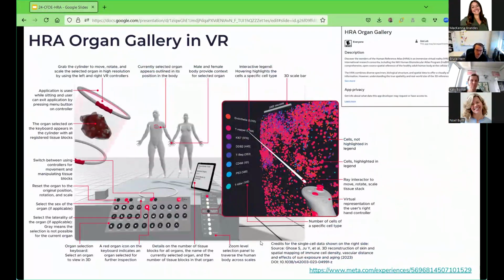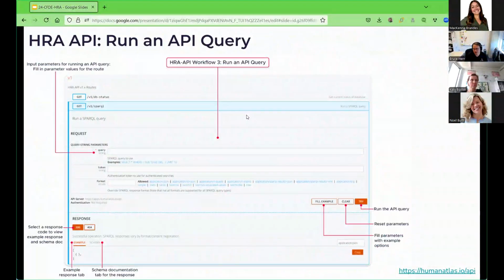Then the HRA organ gallery in VR allows you to see HRA experimental data and the HRA atlas in virtual reality. And this is one really cool application that you can actually get to in the MetaQuest store. So definitely check that out. And of course, the big one, where we create an API that allows programmers to then integrate applications at the API level where they can make calls and get reference data, but also experimental data associated with the HRA.